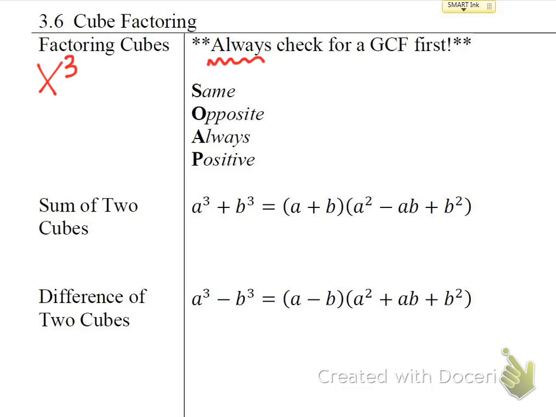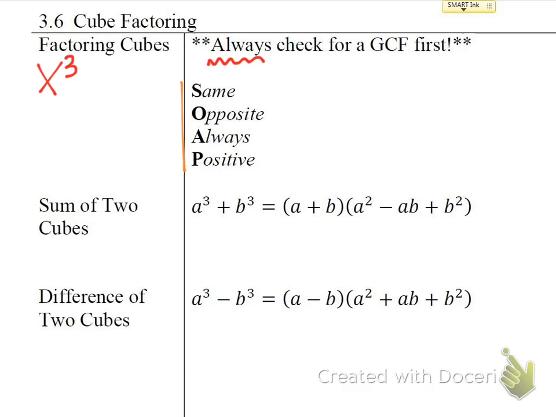And then an acronym to help you remember how to factor using cubes is SOAP, which stands for same, opposite, always positive. Now SOAP, that same, opposite, always positive refers to the symbols in between your sets of parentheses as you're setting them up. So we have two different types of cubes.